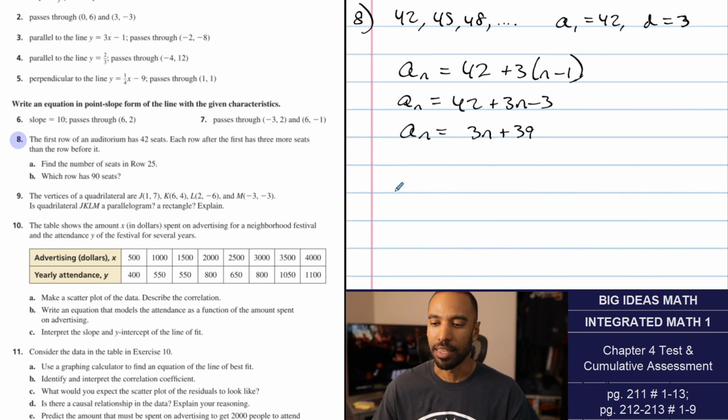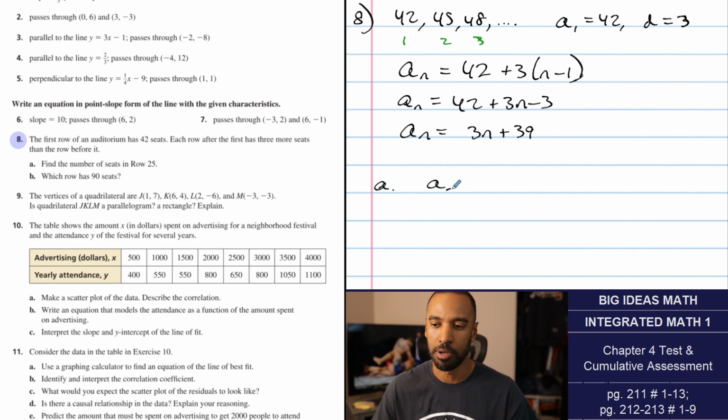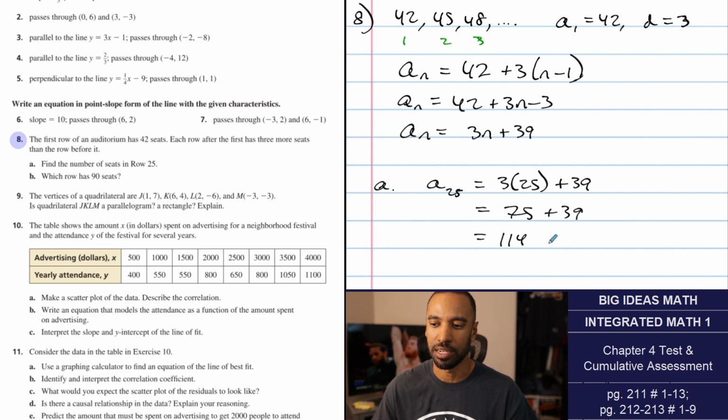Part A, find the number of seats in row 25. If n represents the row, here's row 1, 2, 3. These are our n values. Row 25 is going to be A sub 25. So we're going to do 3 times 25 plus 39. That is 75 plus 39, or 114. There are 114 seats in row 25.